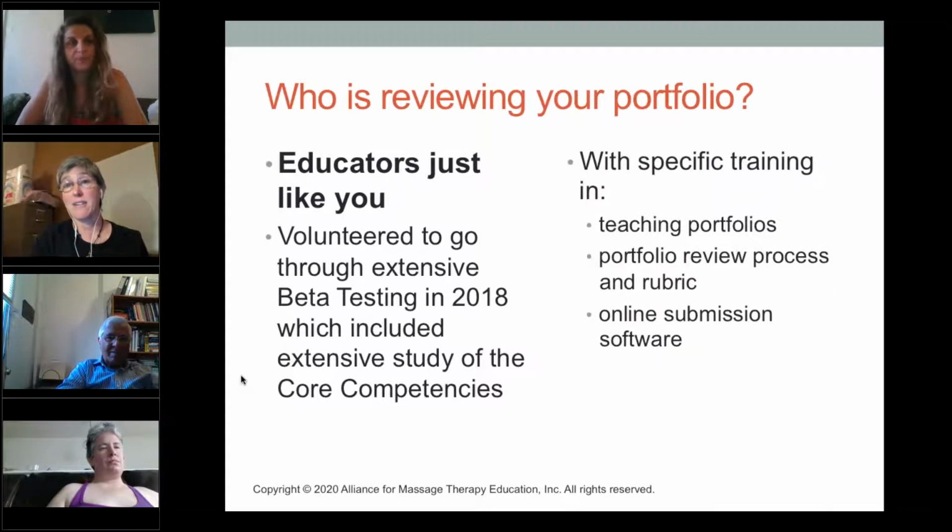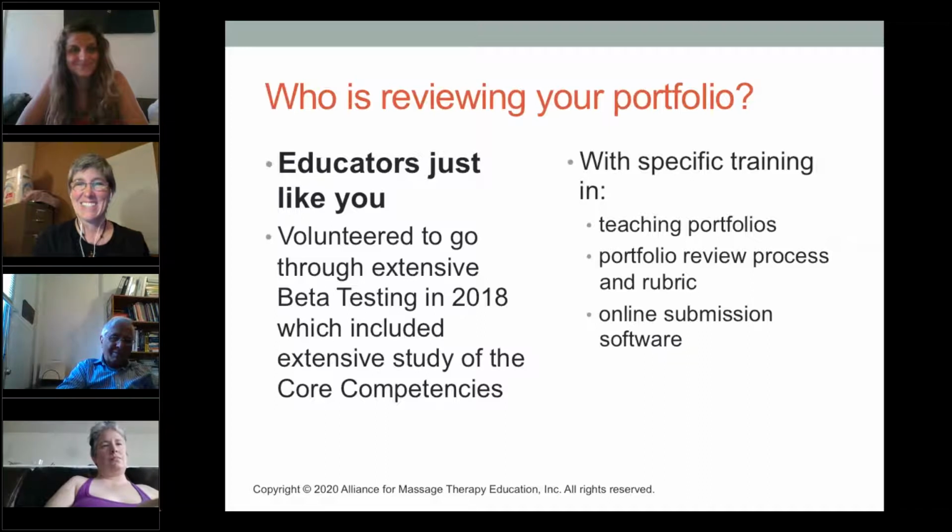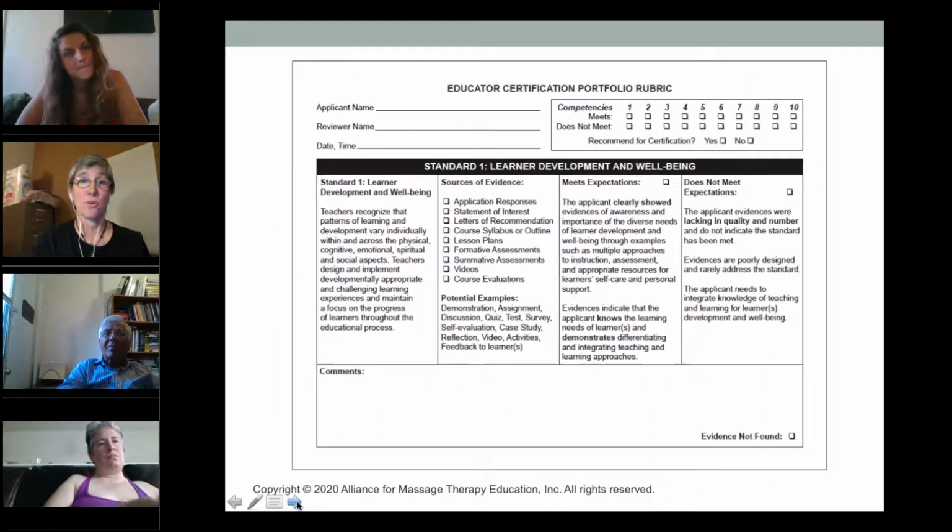So they've been trained in all of those things, but it's basically, you could be a reviewer next year. After you get certified, I may call you up and say, hey, we need some reviewers and you're a certified educator, and are you interested in being trained? So it's just basically people just like you, only they just went through this process a couple years ago before you. So that's what's happening in the review world.